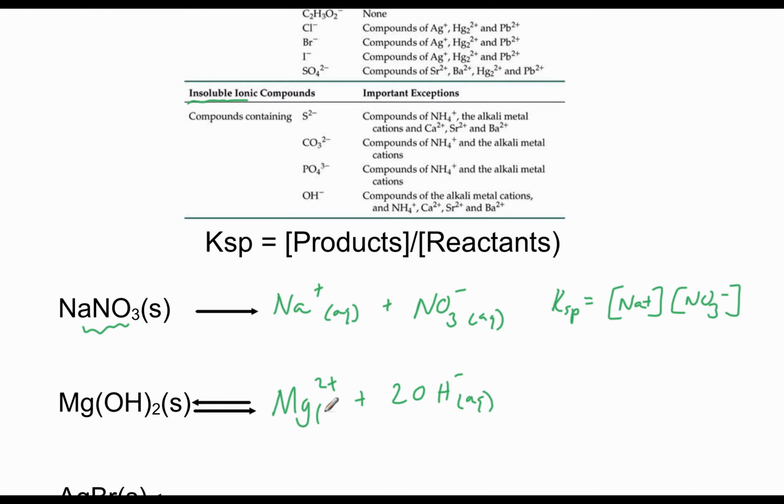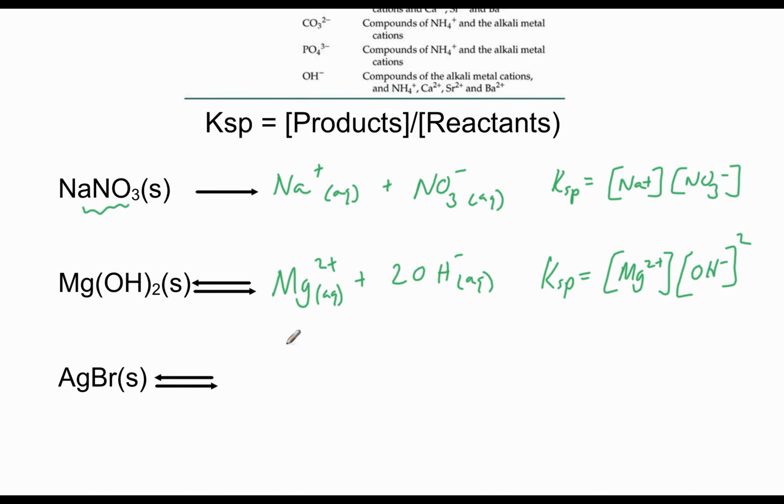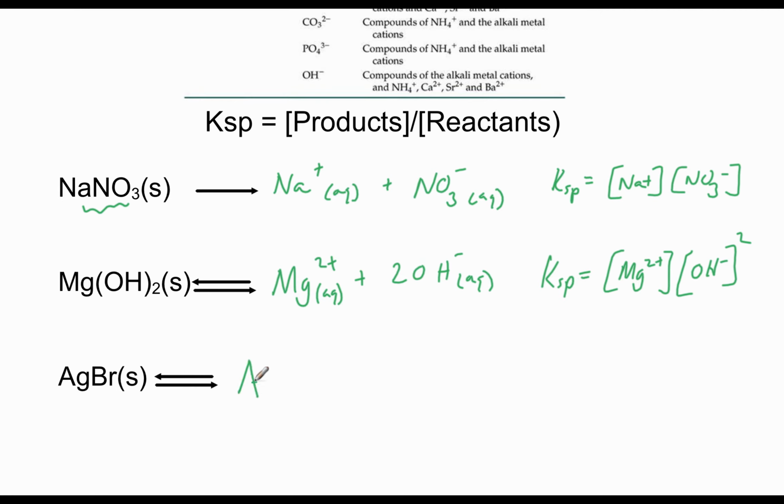The KSP expression for that would be equal to the concentration of Mg2+ times the concentration of OH- squared. On a similar note, AgBr is going to dissolve to produce Ag+ and Br-. But keep in mind, these don't dissociate to a great degree because these are insoluble compounds. So I want to show you what that looks like on an actual molecular scale.